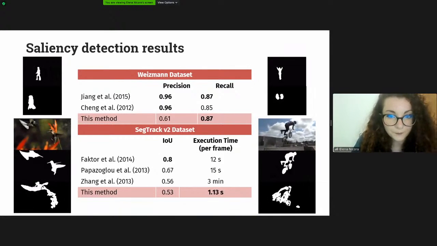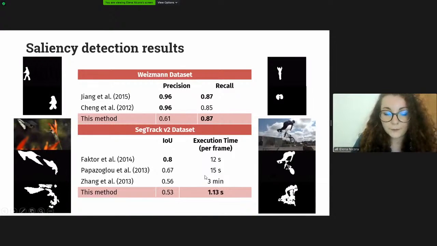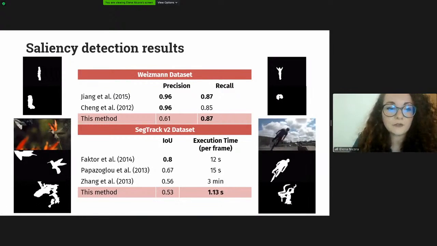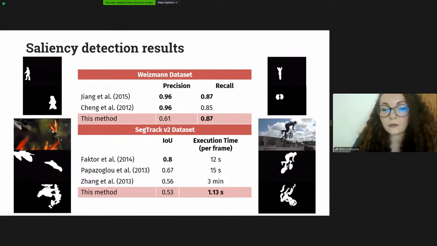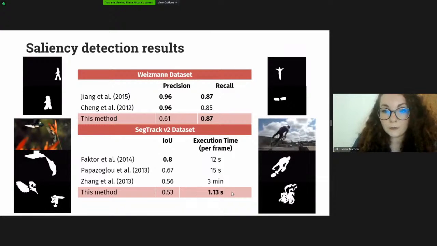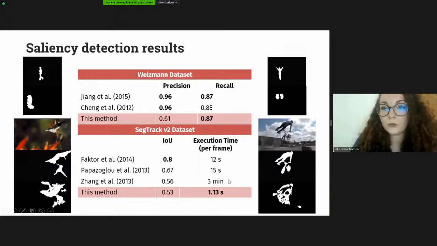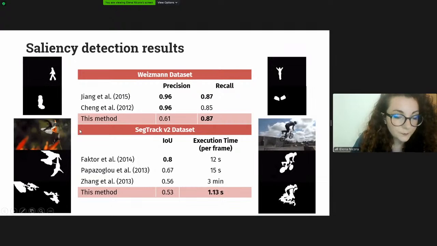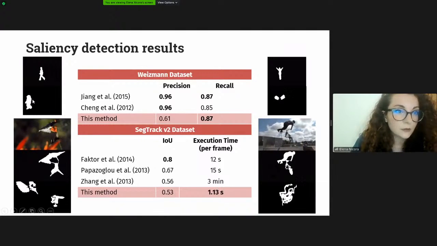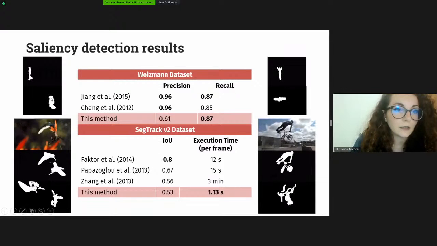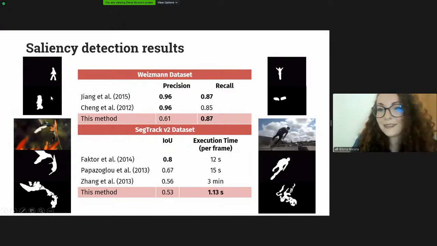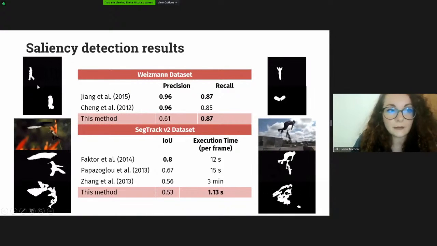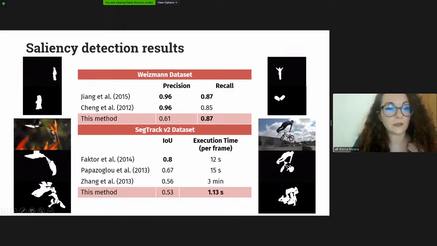The important thing is that we achieve this pretty reasonable result in a very short time, especially with respect to the literature. Here we can see some examples. So our segmentation is not really wrong, let's say. It's a little bit more broad than the instantaneous segmentation.